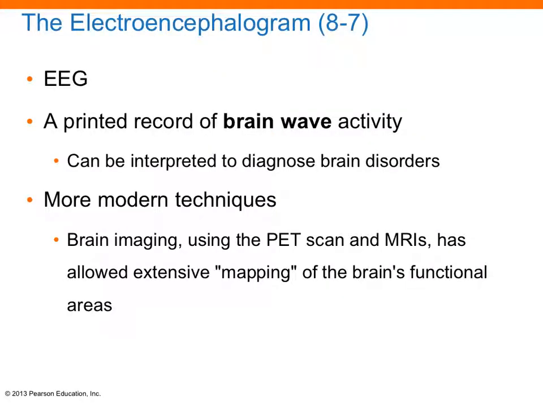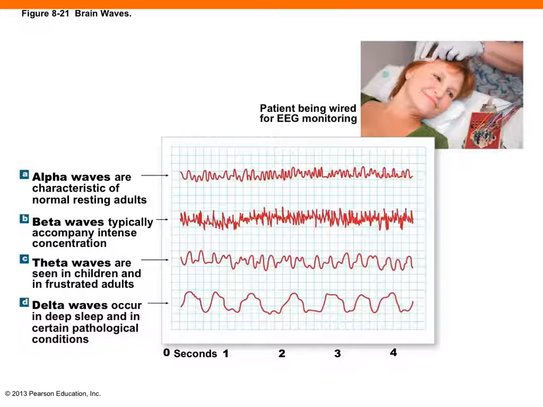Now, what's called an EEG, or an electroencephalograph, is a printed record of the brainwave activity. Modern techniques include using PET scans, MRIs, and they allow extensive mapping of the brain's functional areas. This shows you, for example, a person being wired for an EEG. There's something called alpha waves, beta waves, theta waves, and delta waves.